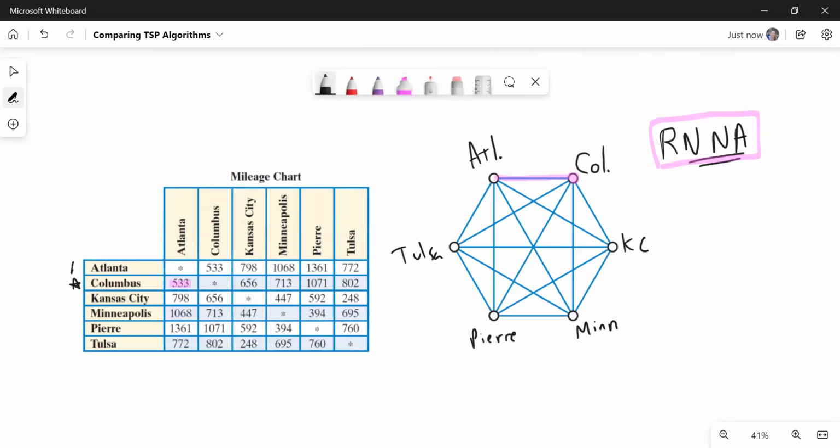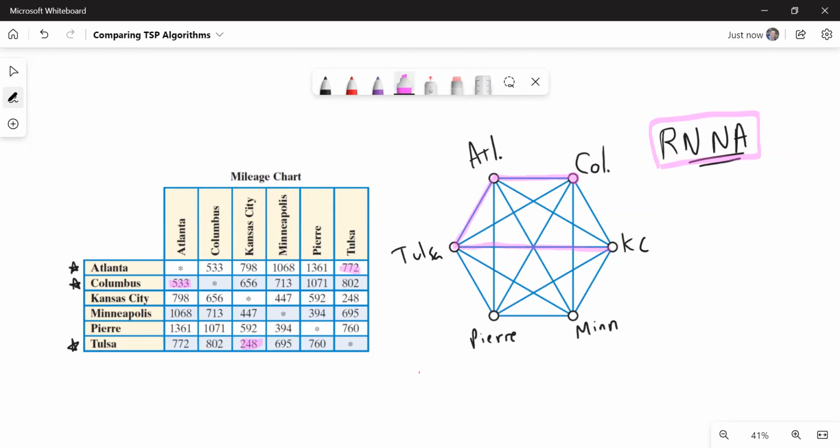Then I look at the Atlanta line. From Atlanta, the cheapest edge is to Columbus, but I can't go there. I've already visited that. So the next cheapest would be, if you look at that top line, Tulsa at 772. So I'm going to connect Atlanta to Tulsa. Now I'm looking at the bottom line. I've already been to Atlanta and Columbus, but the cheapest really is to connect to Kansas City. From Tulsa to Kansas City. So I'm going to go across there.